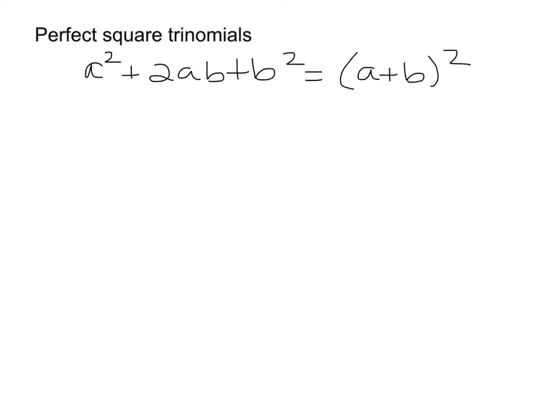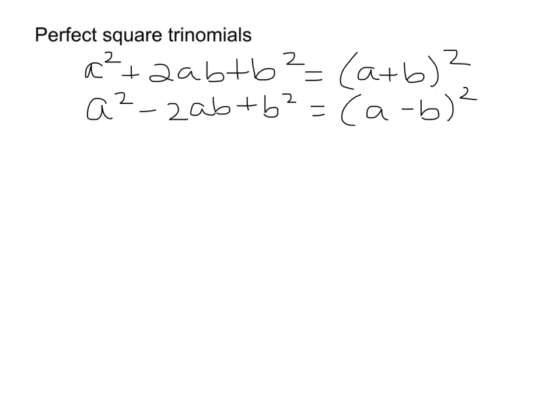Next, we are going to look at two different cases when factoring. The first one is perfect square trinomials. If you are given a squared plus 2ab plus b squared, that is going to factor to a plus b quantity squared. If you are given a squared minus 2 times a times b plus b squared, then that is going to factor to a minus b quantity squared, okay?